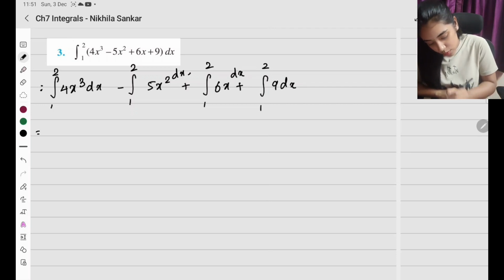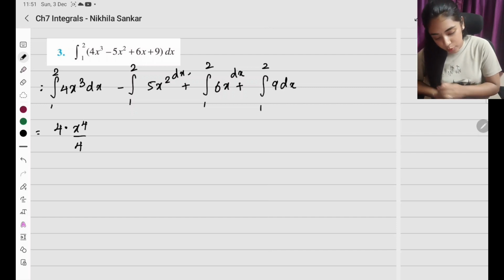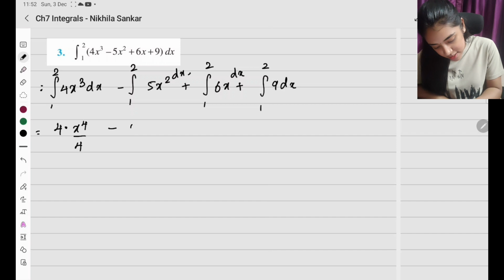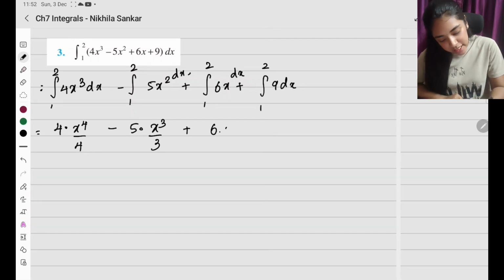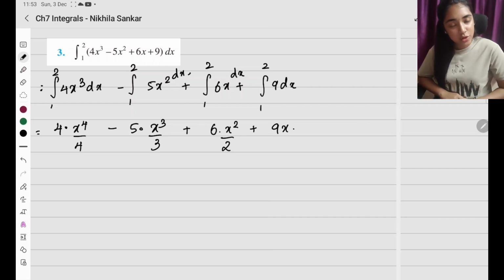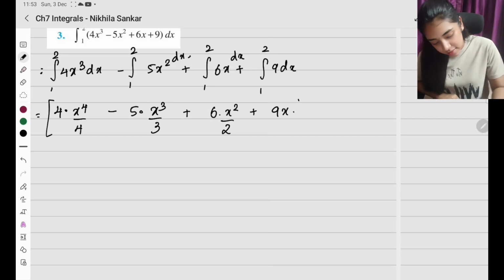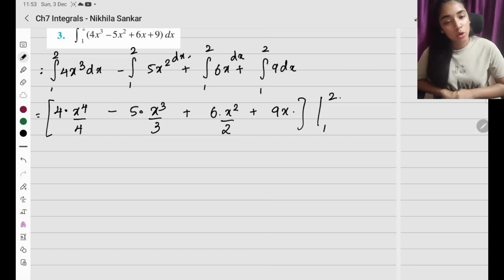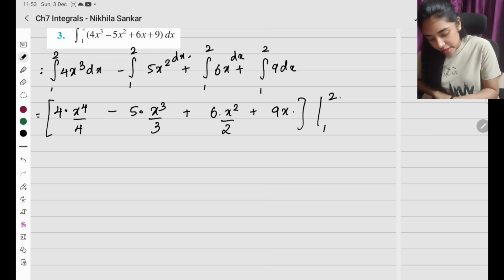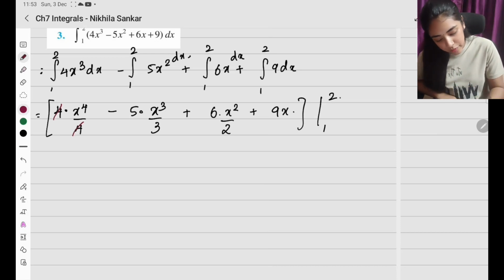When I solve the integral, what do I have? 4 times x power 4 divided by 4. X cube, when I solve, I'm going to get this. Minus 5 times x square, when I integrate, I have x cube divided by 3, plus 6 times x, when I integrate, x square divided by 2, plus 9 times integral of dx is going to give me 9x. Now I need to put this from upper limit to lower limit. Correct? Now when I simplify, 4 cancels. This becomes 3. So nothing else is getting cancelled.